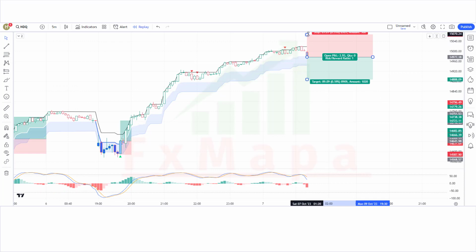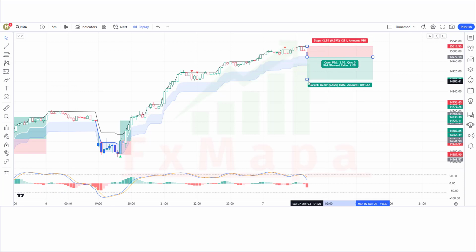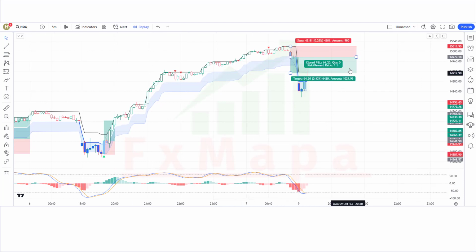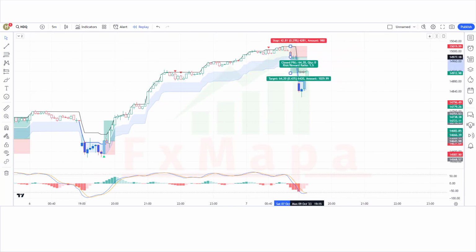Our stop loss will be placed at the range filter indicator of higher line. And the risk to reward ratio will be 1:1.5. Let's see what happens to our trade. We have won the trade.